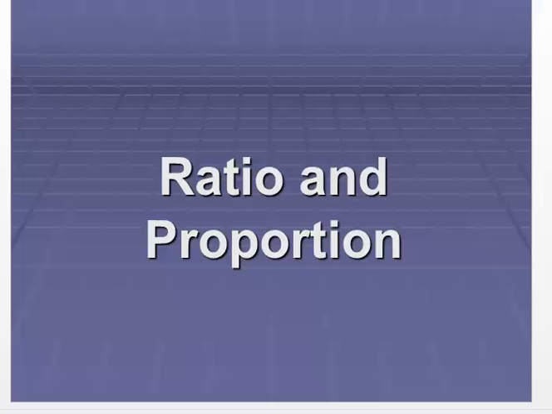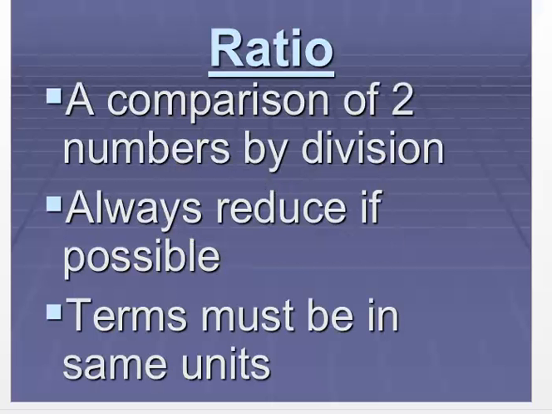This is book section 8.1, so chapter 8, section 1 on ratios and proportions. A ratio is a comparison of two numbers by division, so we usually write this as a fraction. Always reduce if it's possible to. And the terms must be in the same units. You won't see a label on these because it's something like 12 centimeters and 4 centimeters, so they're comparing the same units in these two numbers.